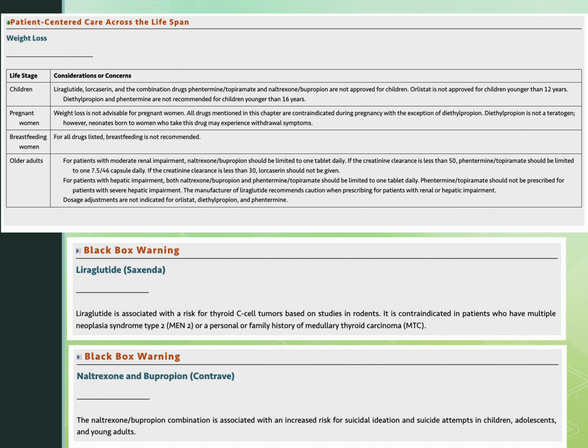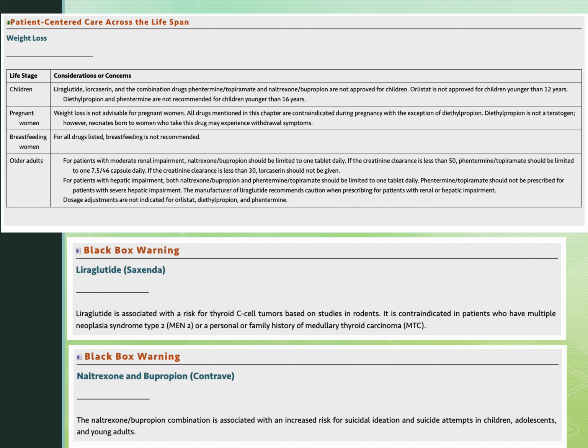There are some patient-centered care concerns across the lifespan. You do want to know for children, the serotonergic drugs and the GLP-1s and combination drugs are not approved. Orlistat is not approved for children under 12. Okay, remember, Orlistat is the one that works directly on the GI, doesn't let you absorb fat, but you have to be 12 or older.